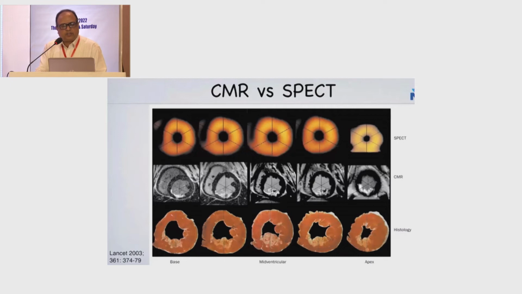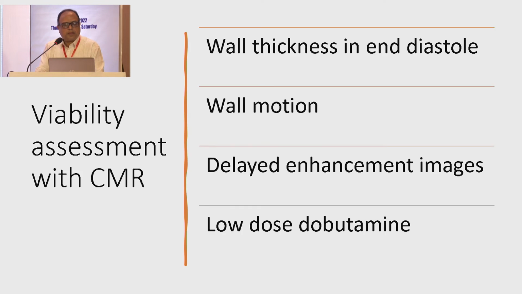This is a histology showing the subendocardial infarct. We showed in the CMR there's a subendocardial infarct in the white area, but SPECT missed this subendocardial infarct. A transmural infarct SPECT can detect, but a small subendocardial infarct SPECT invariably misses.